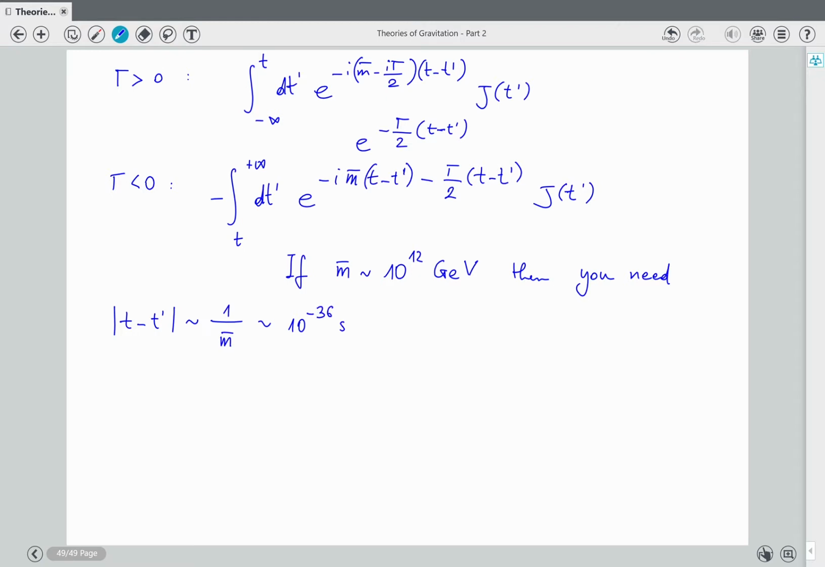So 1 divided by the Planck mass, you might remember, is something like 10 to the minus 43 seconds. Here we are 7 orders of magnitude below the Planck mass, which is 10 to the 19 GeV. And that means that you have 10 to the minus 36 seconds. There is a short time interval that you cannot hope to measure.